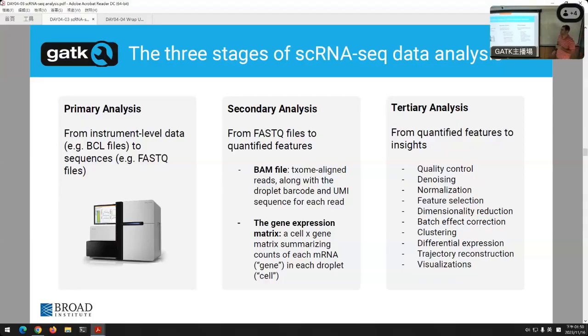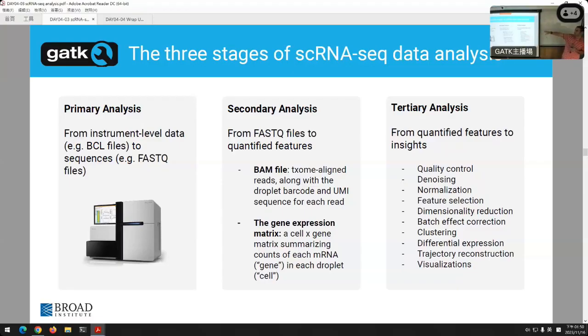And secondary analysis is the GATK in DNA. That's what we do. You go from a raw BAM to a set of variant calls. And tertiary analysis is the GWAS and gene burden tests and all the stuff you do downstream of that. Well, the same is true in single cell. You have primary analysis that happens on the machine.